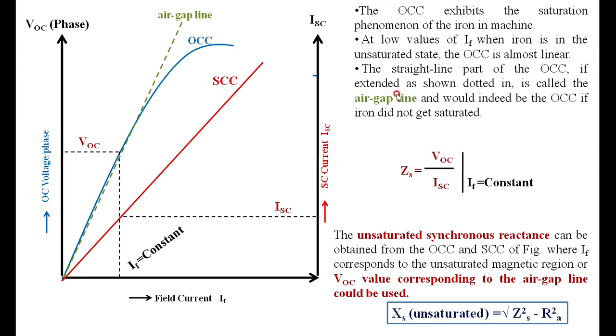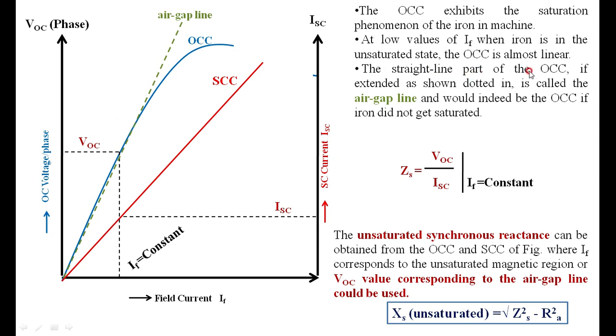The same points are repeated here. You can just go through this. The OCC exhibits the saturation phenomenon of the iron in the machine. At low values of IF, when the iron is in the unsaturated region, the OCC is almost linear. That is what I am calling this portion.